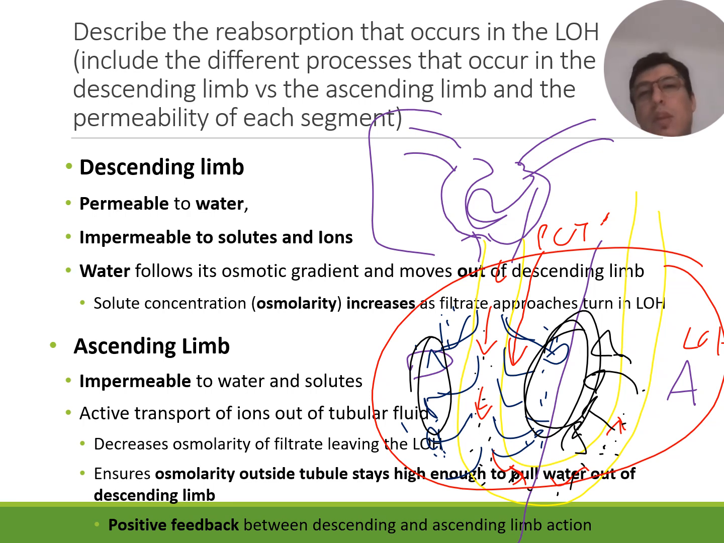Summary: we're bringing filtrate from that proximal convoluted tubule, having reabsorbed all of the organic molecules, and we're heading into that descending limb. Here's where we're trying to reabsorb water into our body. We do that because the surrounding tissue around that descending limb has high osmolarity. It has high osmolarity because the ascending limb has actively pushed out ions, making it more concentrated.